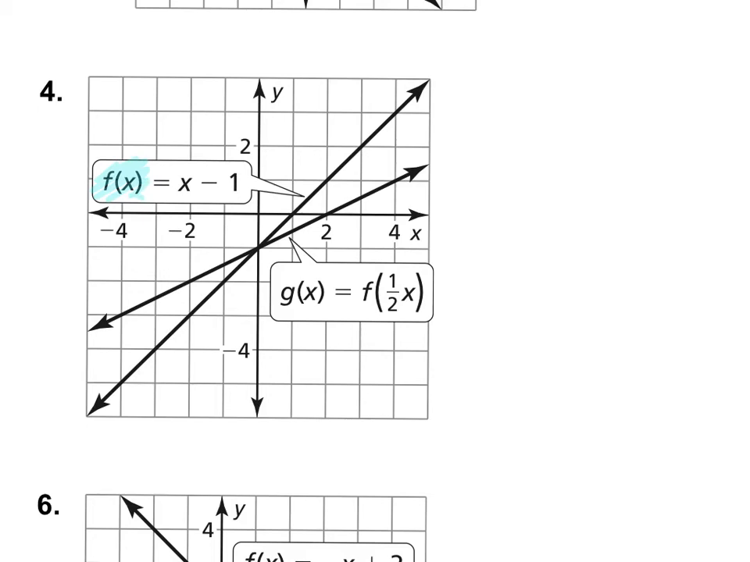Your new one says you're taking this one, and do you see how your multiplier is on the inside? So because it's in the parentheses, it's going to be horizontal, because remember, horizontal is always in parentheses, and then it's always opposite of what you think. So you're going to have some shrink or stretch, but do you see that 1/2 is less than 1? So you would think this is a shrink, but because it's horizontal, it's opposite. So it's actually going to be a stretch.